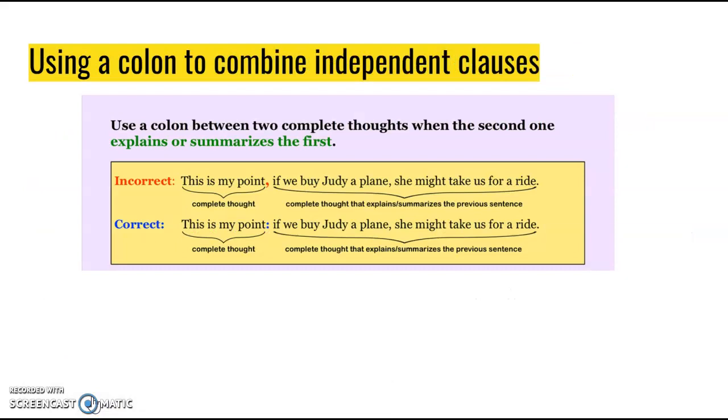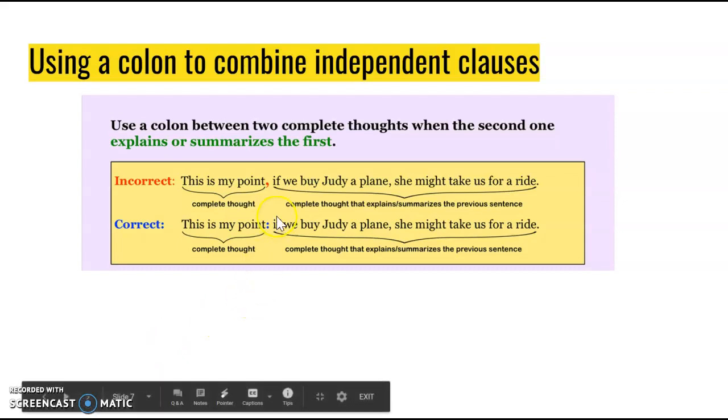So, besides adding additional information, you can also use a colon to combine independent clauses. But this is really tricky and it's easy to get wrong, so make sure you pay attention to this part. Use a colon between two complete thoughts when the second one explains or summarizes the first. So in the example here, this is my point: if we buy Judy a plane, she might take us for a ride.